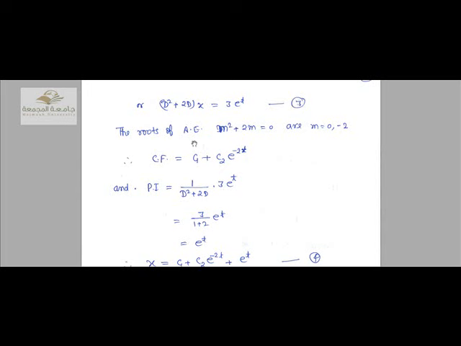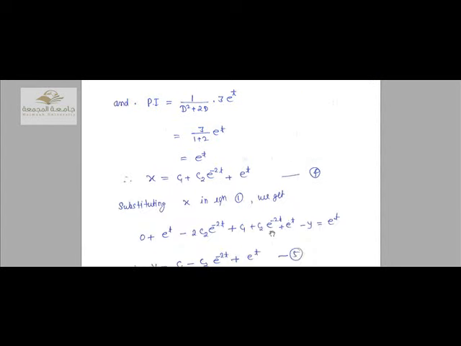The roots of the auxiliary equation m square plus 2m equal to 0 are m equal to 0 and m equal to minus 2. The complementary function is c1 plus c2 e to the power minus 2t, and the particular integral is 1 by D square plus 2D of 3 e to the power t. This is equal to 3 by 1 plus 2, e to the power t, which is e to the power t. Therefore x is equal to c1 plus c2 e to the power minus 2t plus e to the power t. Equation number 4.